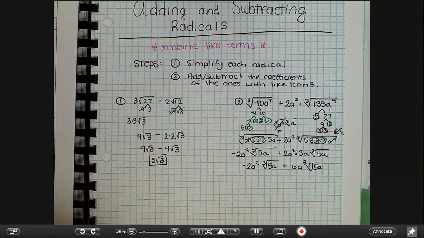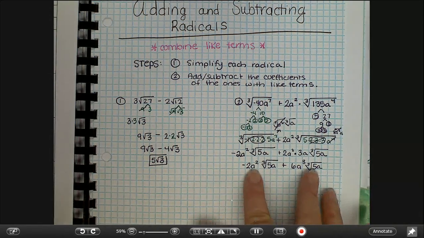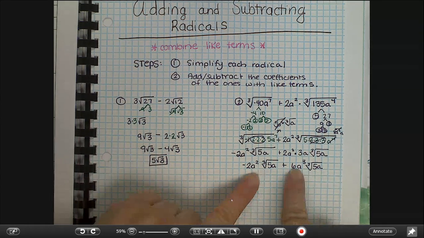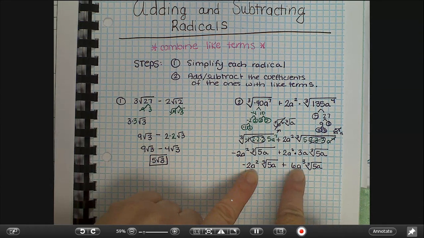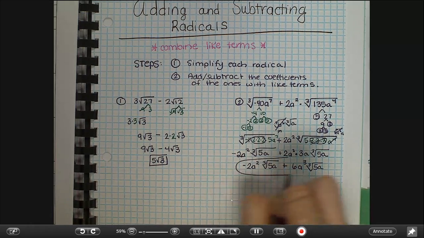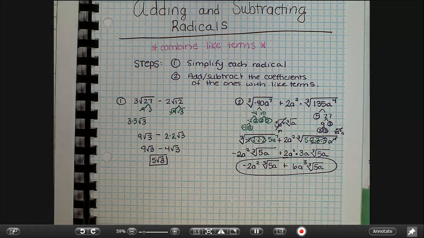In this case, we cannot add these together because these are not like. The radical part is like terms, but this part is not a like term. So this is the end. That's the answer. All right, I made that one look very complicated. Let's do one more.